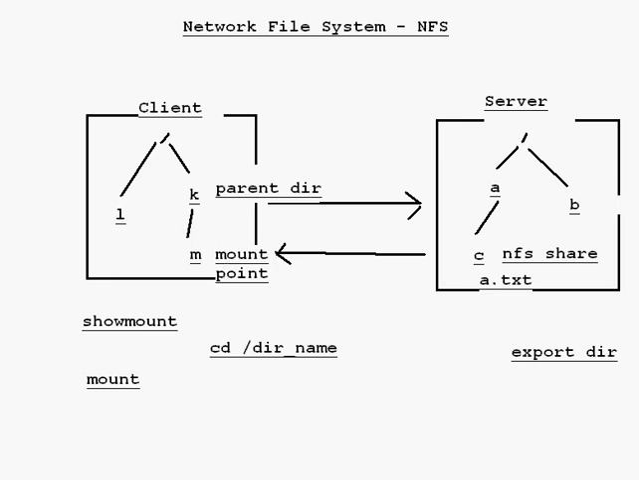So we are going to see now what kind of configurations we are going to do here on the client side. So when I type the command, let us say cd /k/m, then at that time the directory on the right hand side, which is the NFS share, is going to be mounted automatically on this mount point. That is what is going to happen automatically. So let us see what needs to be done for that.